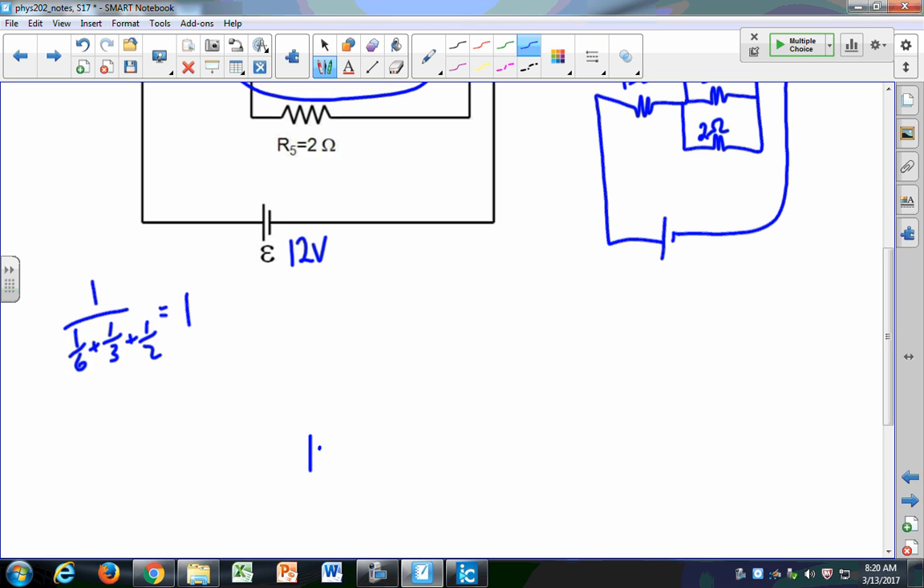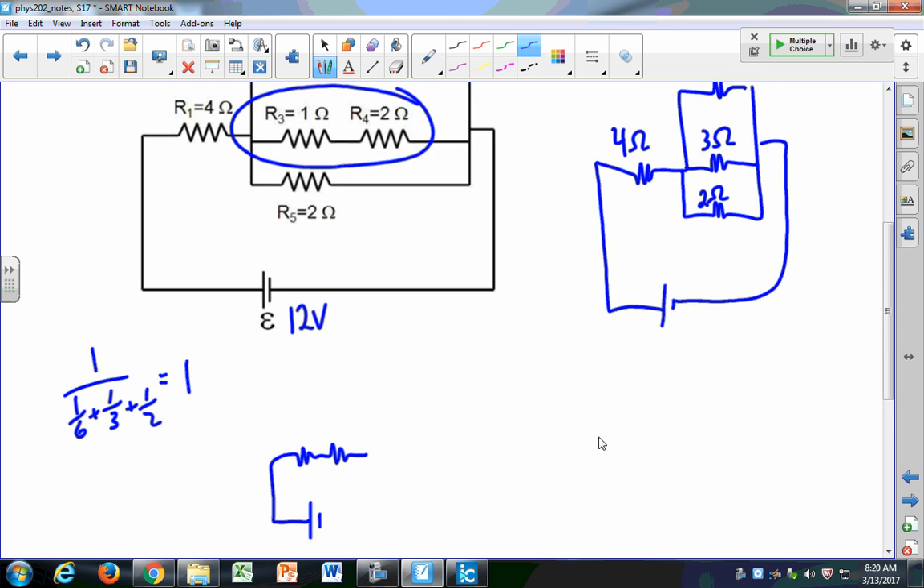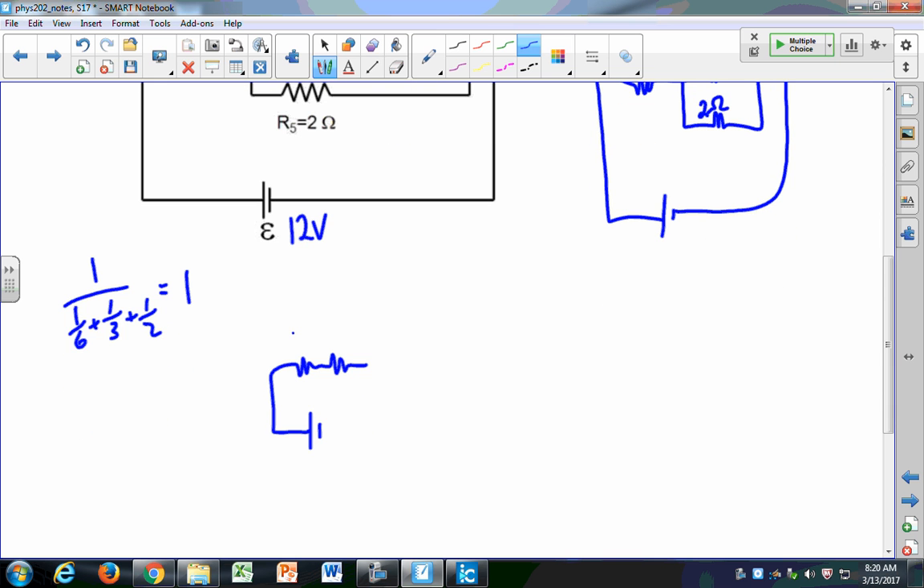So I have a 12-volt battery with 2 resistors in series, a 4 ohm and a 1 ohm. Actually, we're going to make this 10 volts instead of 12 to make our numbers work out easier. With a 10-volt battery, and then my equivalent is going to be 5 ohms with a 10-volt battery.